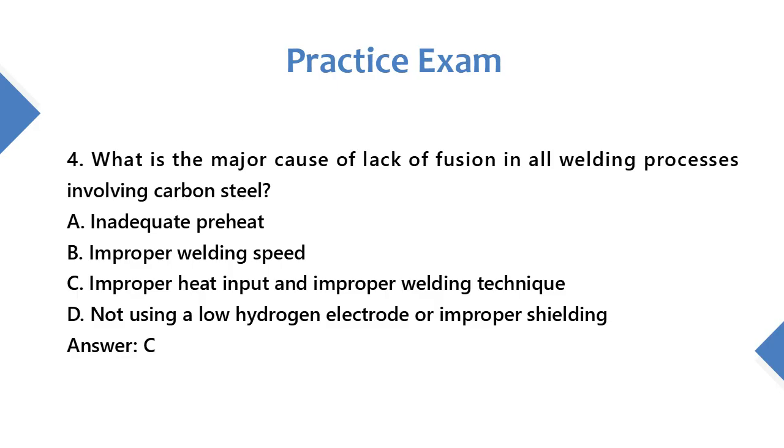4. What is the major cause of lack of fusion in all welding processes involving carbon steel? A. Inadequate preheat. B. Improper welding speed. C. Improper heat input and improper welding technique. D. Not using a low hydrogen electrode or improper shielding. Answer: C.